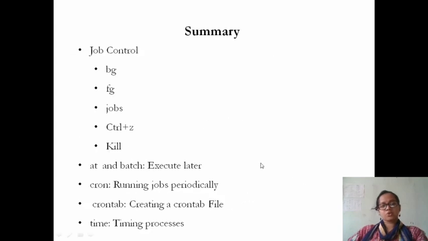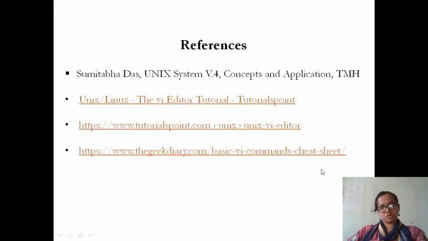Summing up today's session, we have seen how to control jobs with bg, fg, jobs, control Z, and kill, and also how we use at and batch to execute a job later, at a particular time. Then cron, which runs jobs periodically, crontab for creating a crontab file, and also time, which is the timing process. So these are all the references which we have referred to, and once again, thank you.